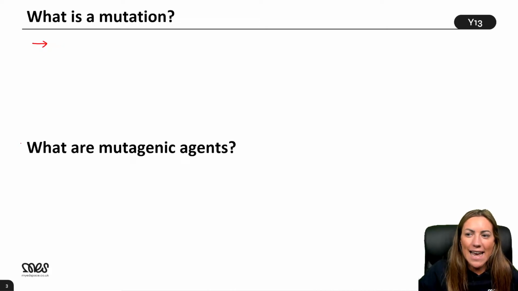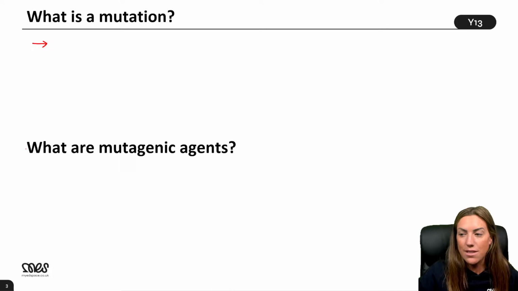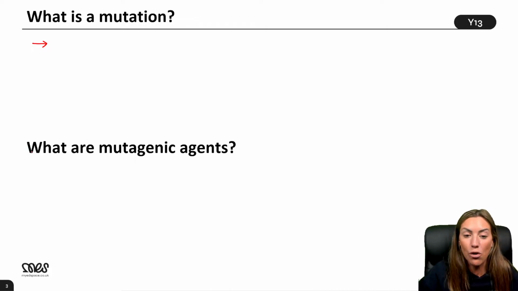And then the next question, if you're not confident with your definition, is can you give me any examples of mutagenic agents, which are basically things that increase the risk of mutation, they increase the frequency of mutations.